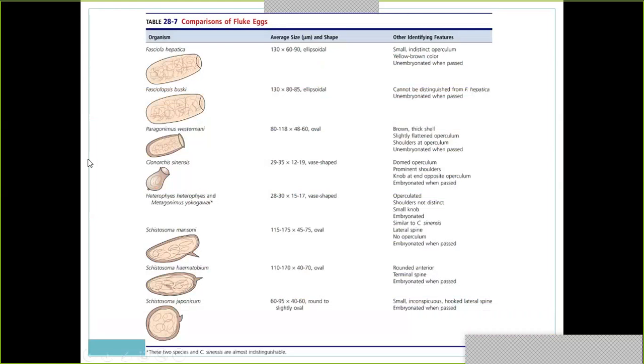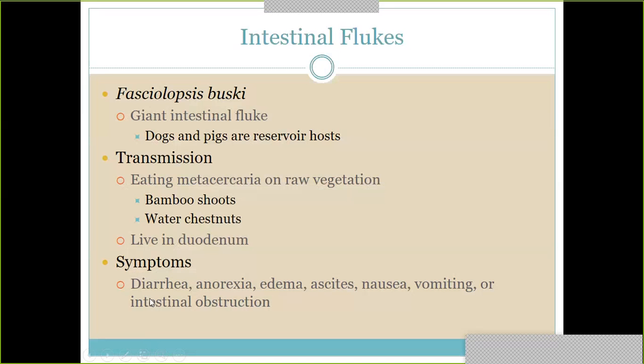You'll notice that Heterophyes and Metagonimus yokogawai don't have a picture here. You're not going to need to remember a picture of them, but there is something I'm going to ask you to remember on them. But otherwise, all the others, we definitely are going to need to know the way they look. So we're going to go through each one. We're going to start with Fasciolopsis buski. It's a giant intestinal fluke. Dogs, pigs are kind of the hosts of it.